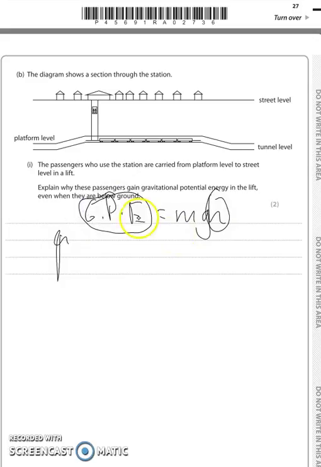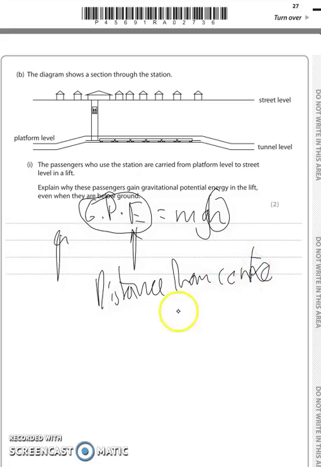You could also say this is for distance from the center of the Earth. So not only is this showing the height that the person's moved, it doesn't matter if they're below ground level, because it's showing that they're moving further from the center of the Earth, so they would be gaining gravitational potential energy.